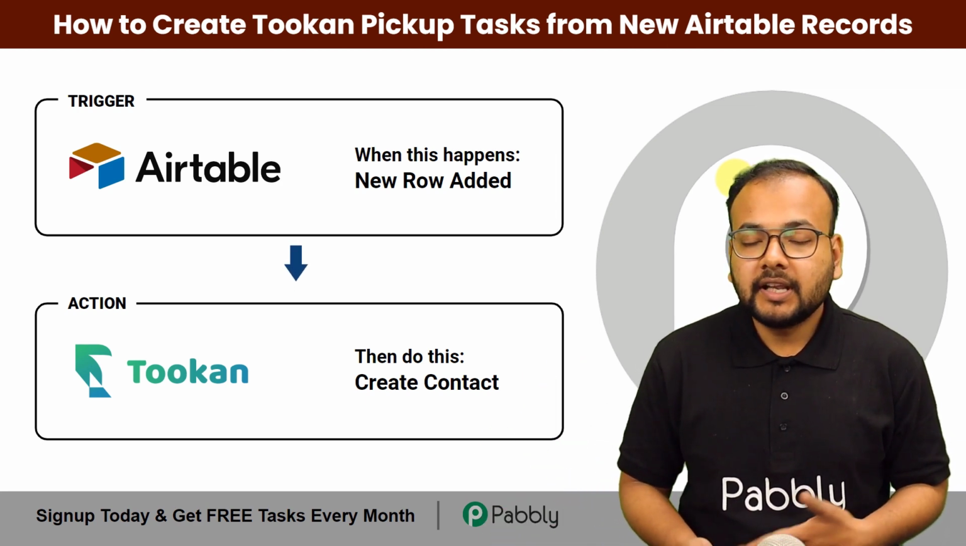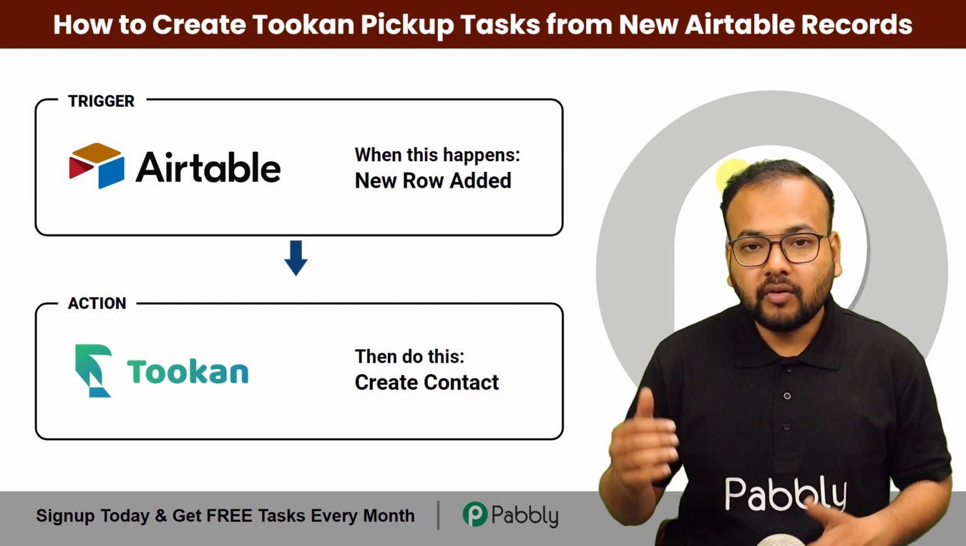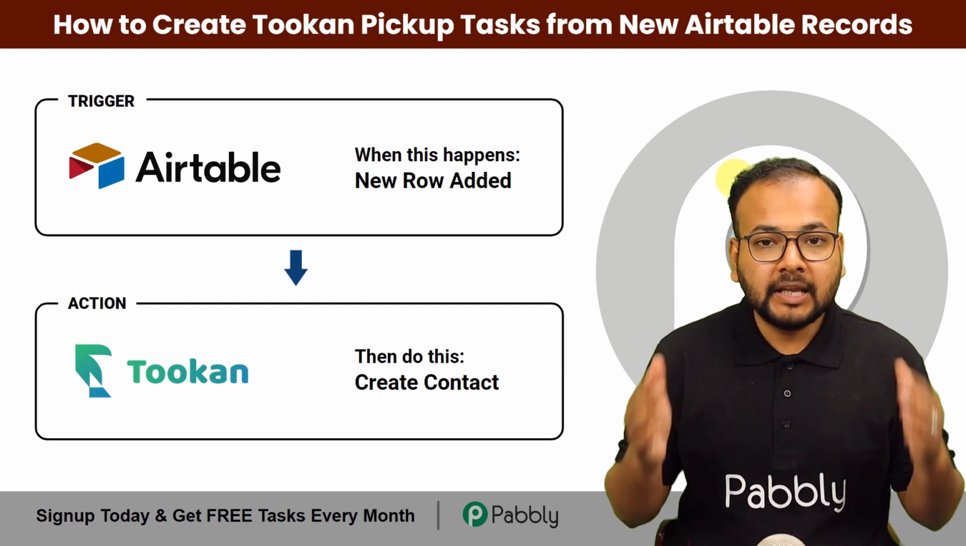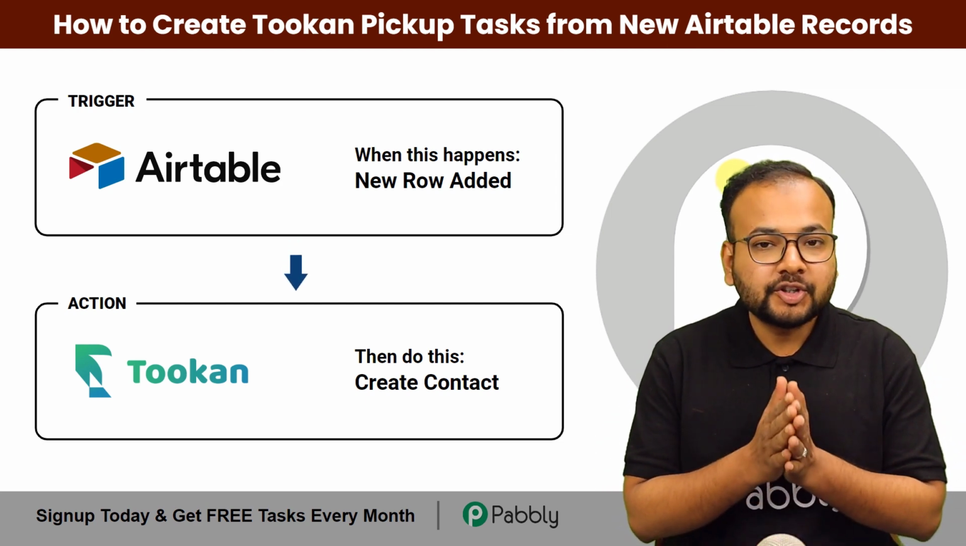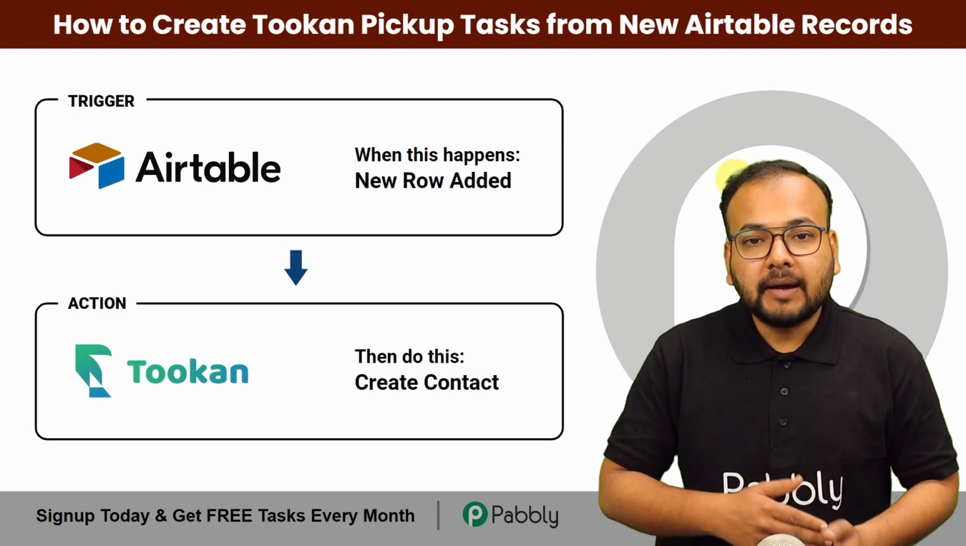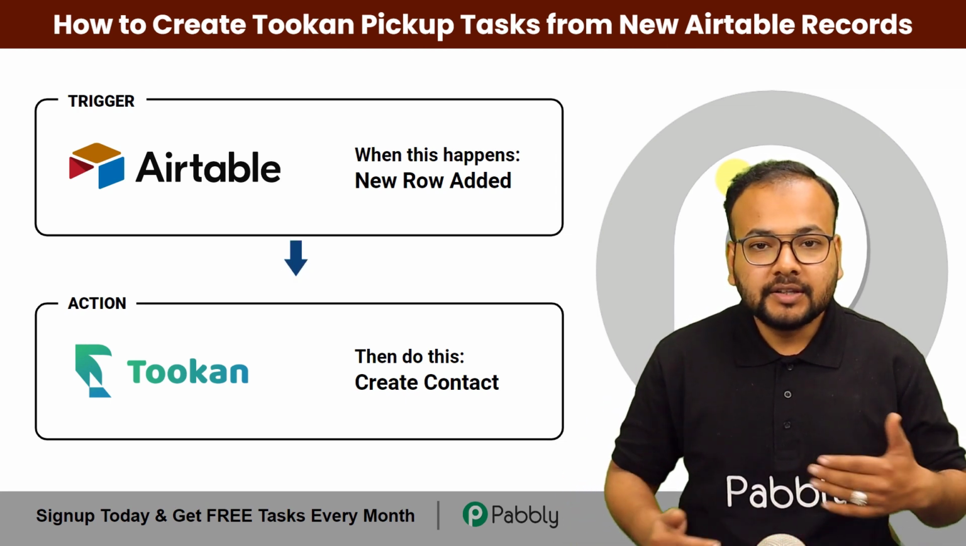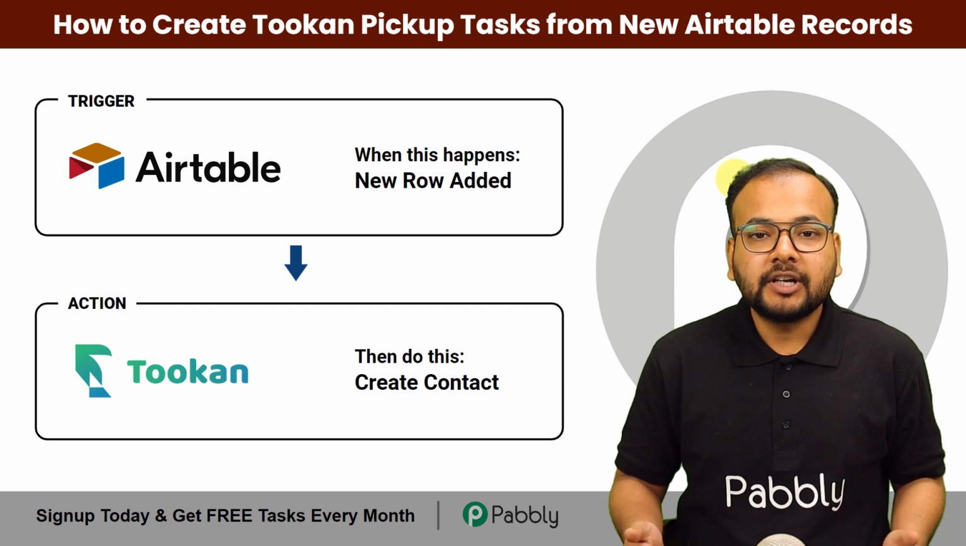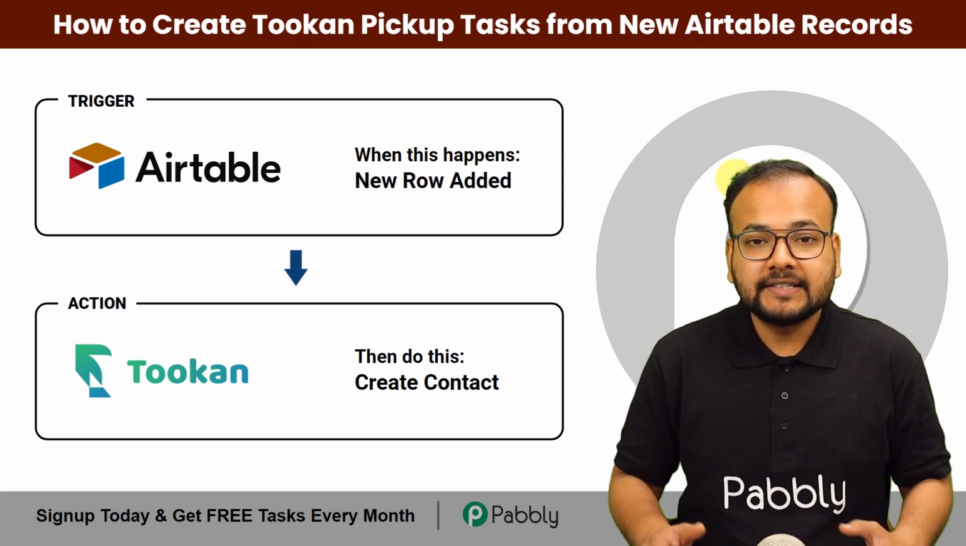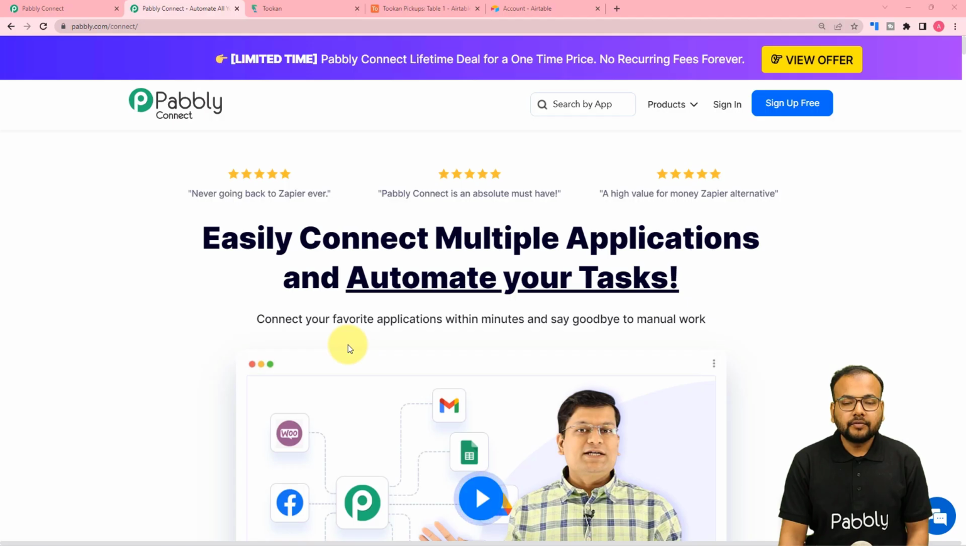So Tookan is a delivery management software, and if you want to use it efficiently with minimum manual effort, this automation is for you. So guys, by the end of this video, you will learn this automation and we are going to set it up without any coding, very easily. So let's begin. We are going to set up this automation using Pabbly Connect, which is an automation tool.